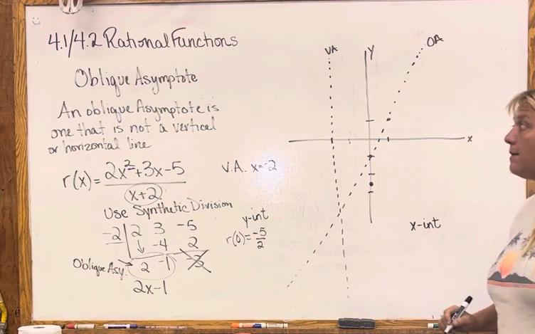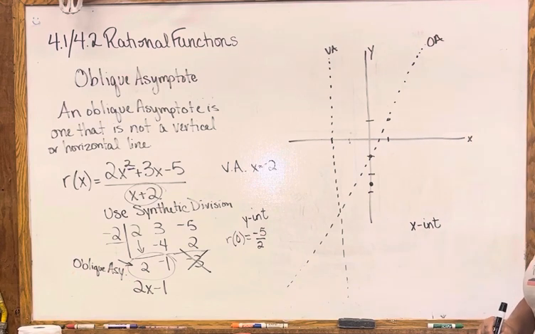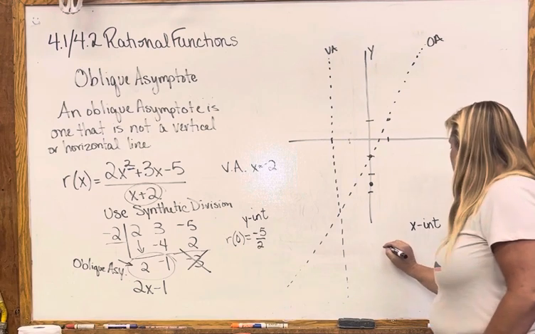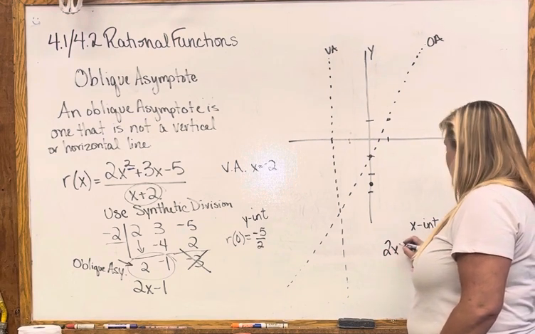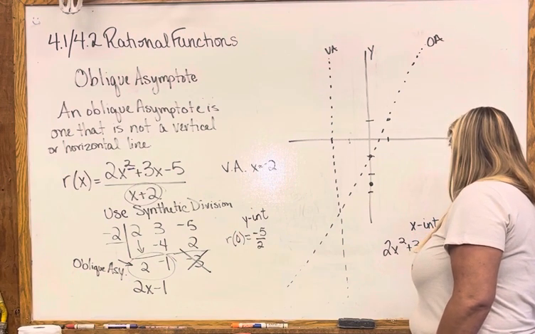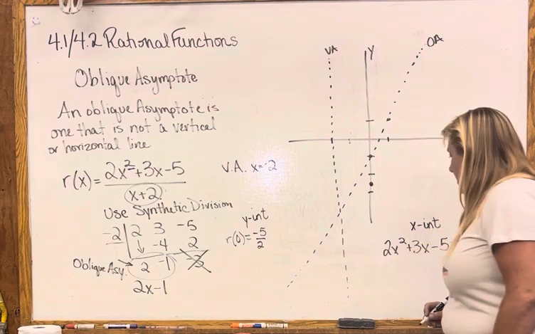Now for our x-intercepts, who gets set equal to 0? The whole thing, and the denominator cancels out. So we're actually just looking at 2x squared plus 3x minus 5 equals 0.